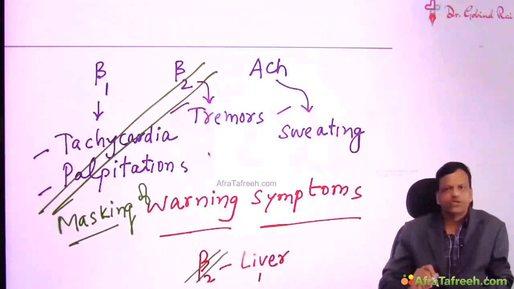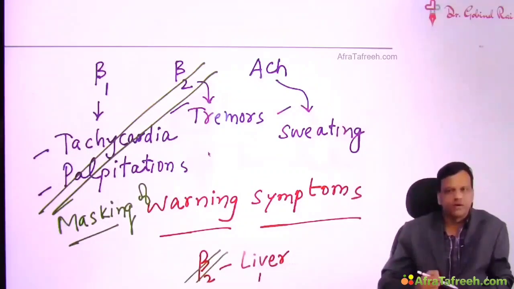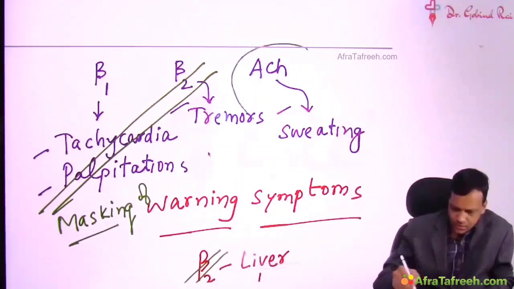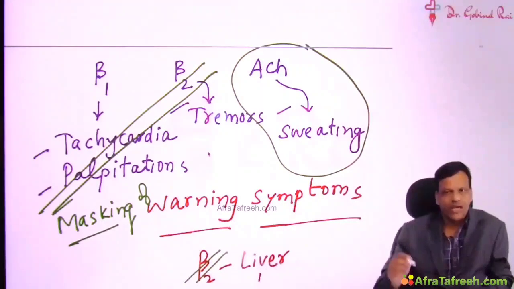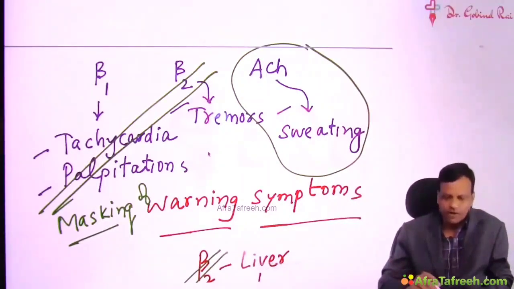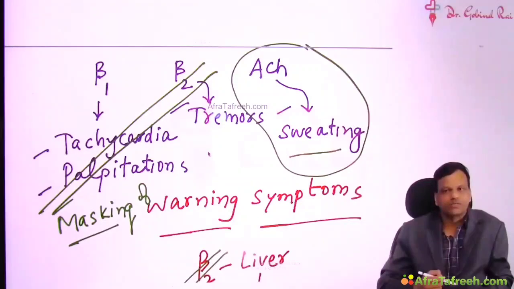Now one very important question which is asked is, which symptom of hypoglycemia will be present even if a person is taking beta blockers? The answer is sweating. Remember, sweating is mediated by acetylcholine, that means M3 receptors, and we have blocked beta 1 and beta 2 only. So sweating is the only reliable symptom of hypoglycemia in diabetic patient taking beta blockers. Even if beta blocker is taken, sweating still will be present.